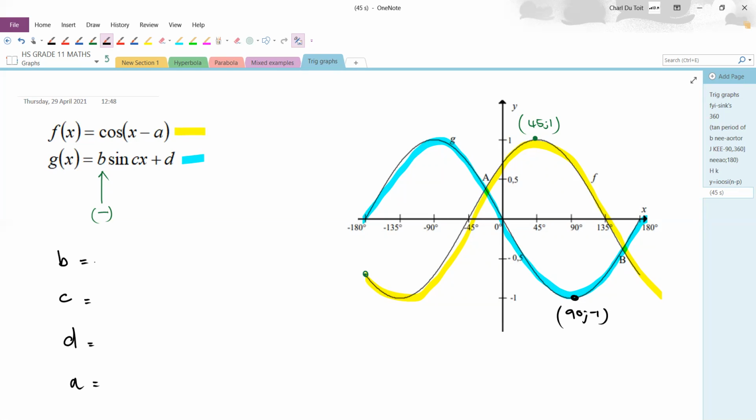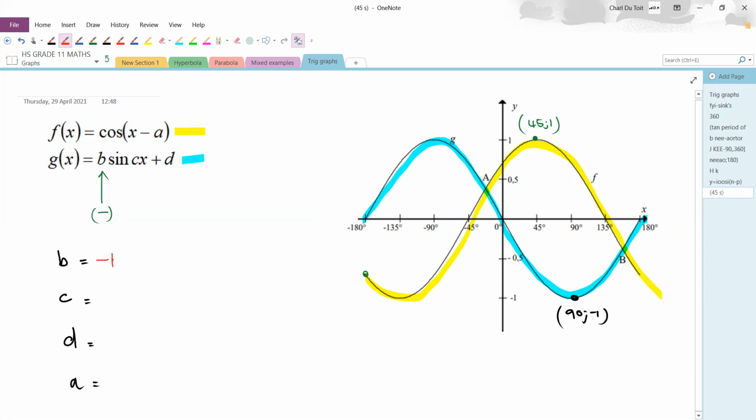Anyone want to take a dip at it? B is the amplitude of the blue graph. Take the highest point, the distance to the lowest point. Take that distance and divide it by 2, and then I realize it's flipped over. So this is -1.